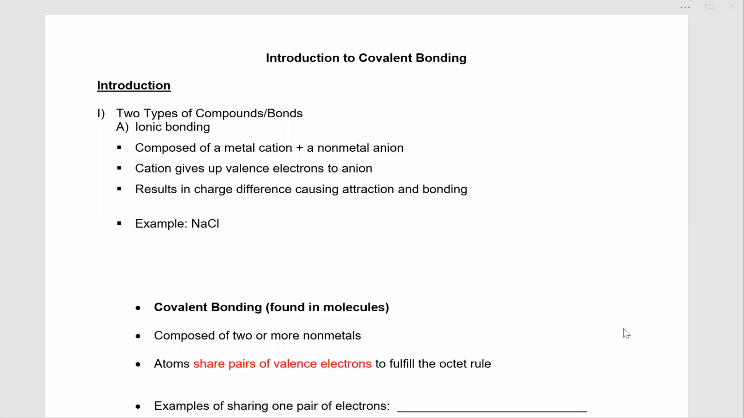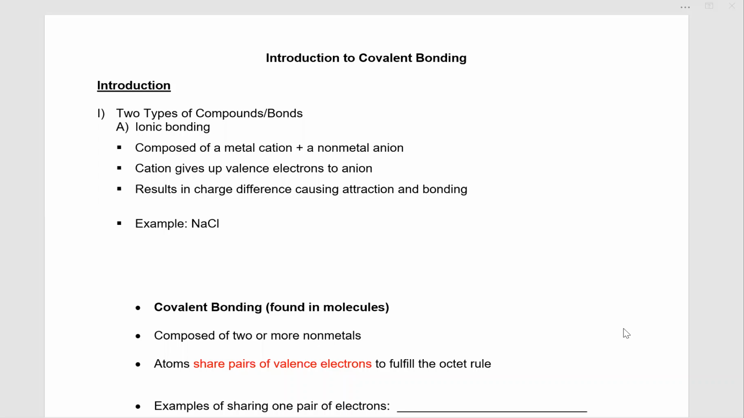This is Introduction to Covalent Bonding. There are two types of compounds or bonds. The first type we have already learned about, and that is ionic bonding. This means that we have a metal and a nonmetal coming together. So the metal is a cation, the nonmetal is an anion. The cation gives up a valence electron to the anion so that both atoms meet the octet rule. This results in a positive-negative charge causing electrostatic attraction and bonding.